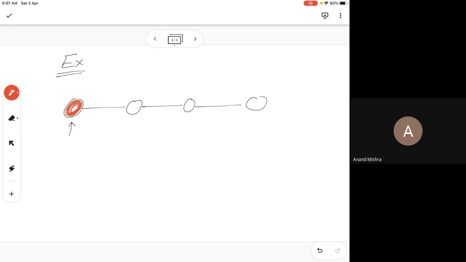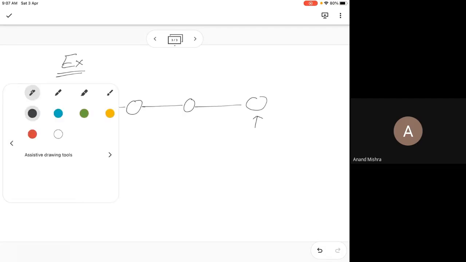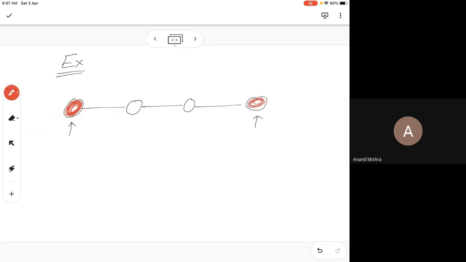Okay, I used it. Next, let's say I choose, because the algorithm does not tell any order of choosing the node, right? So I can choose this node, the last one. Now, what is the available color? First available color, red. I can use red for this, right?